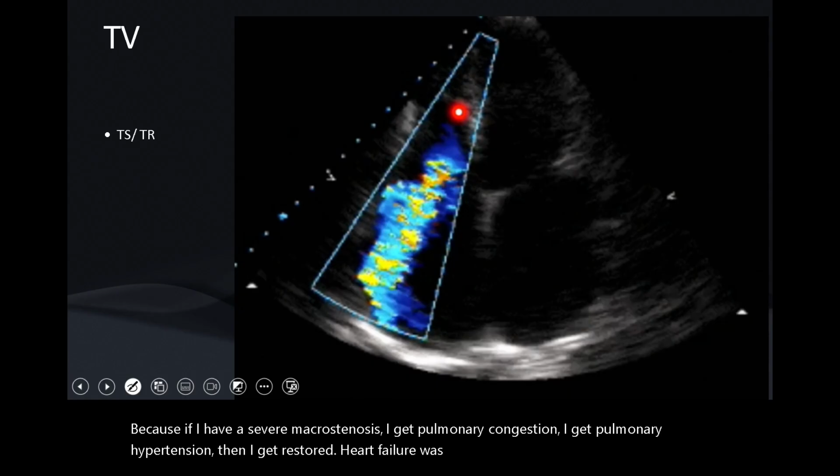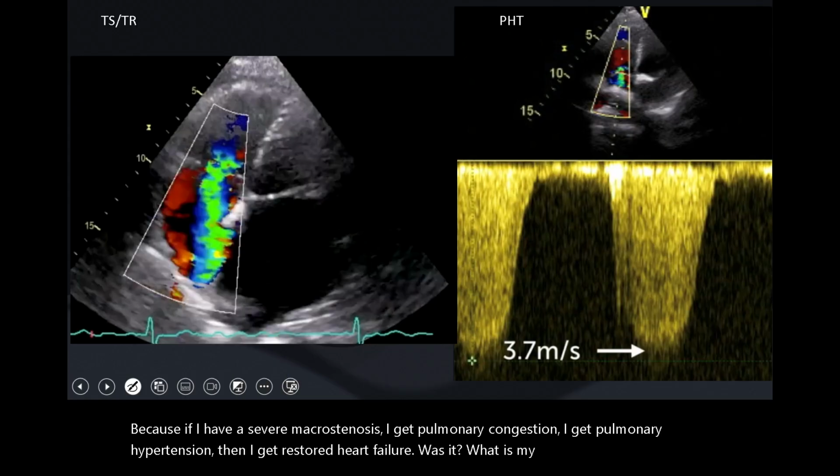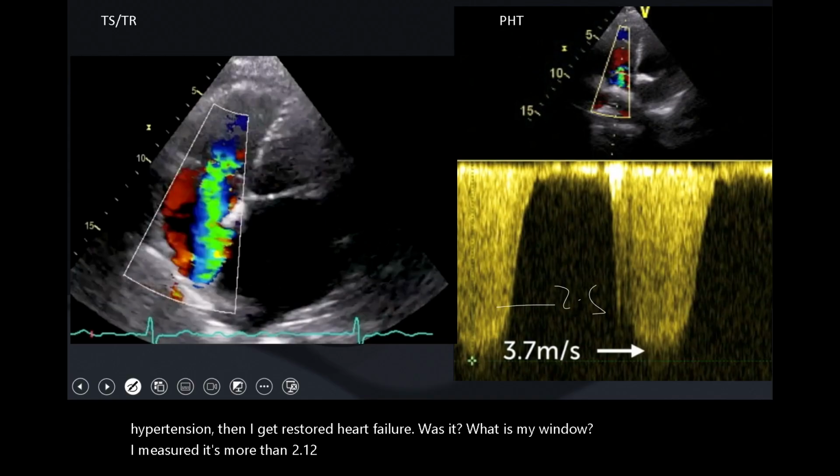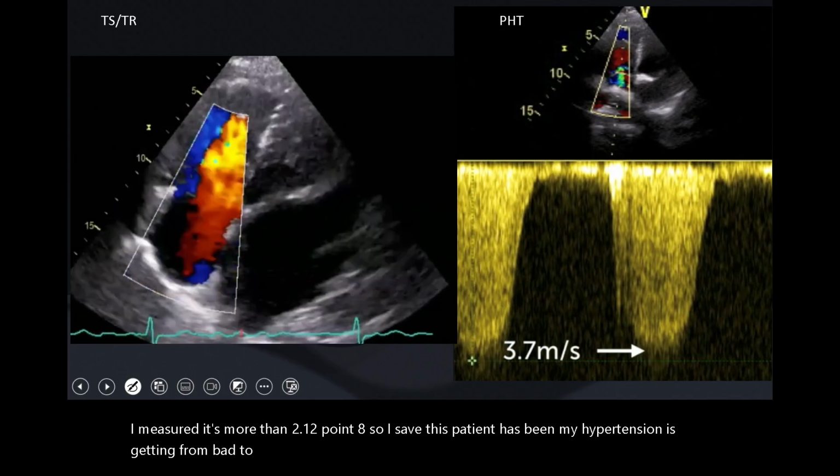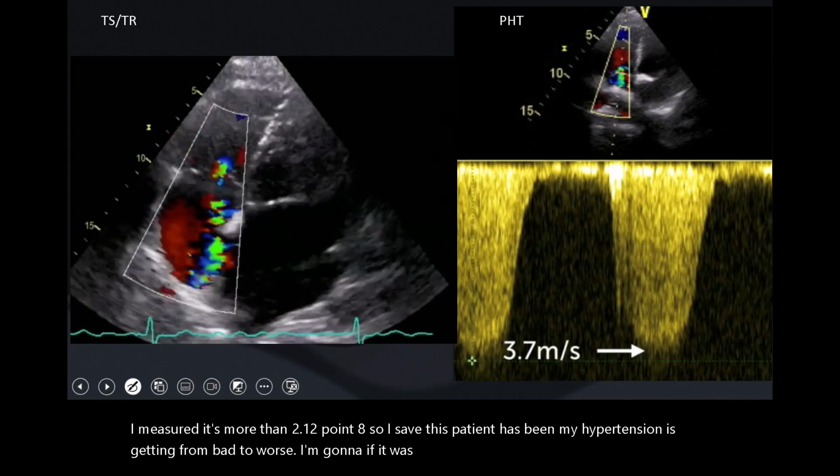I'm going to have tricuspid regurgitation. I measure it, and if it's more than 2.8, I say this patient has pulmonary hypertension, getting from bad to worse. If it was the left side, it's now going to be the right side.